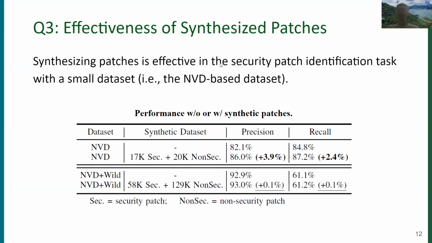If we apply synthetic data with the NVD-based dataset and the NVD plus wild-based dataset, respectively, the performance will be improved in both cases. However, in the second case, we only achieve 0.1% improvement in precision and recall. The experimental results show that our oversampling technique is effective in the security patch identification test if we only have a small dataset. When we have a larger dataset, the improvement from oversampling is not obvious.